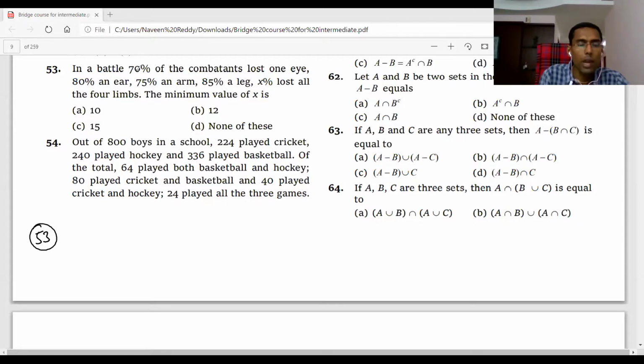In a battle, 70% of the combatants, that means soldiers, lost one eye, 80% one ear, 70% one arm, 84% a leg, X% lost all the 4 limbs. The minimum value of X is.